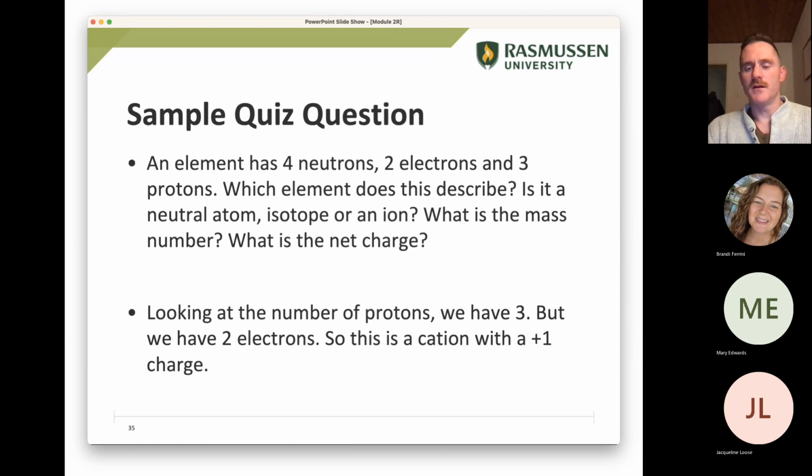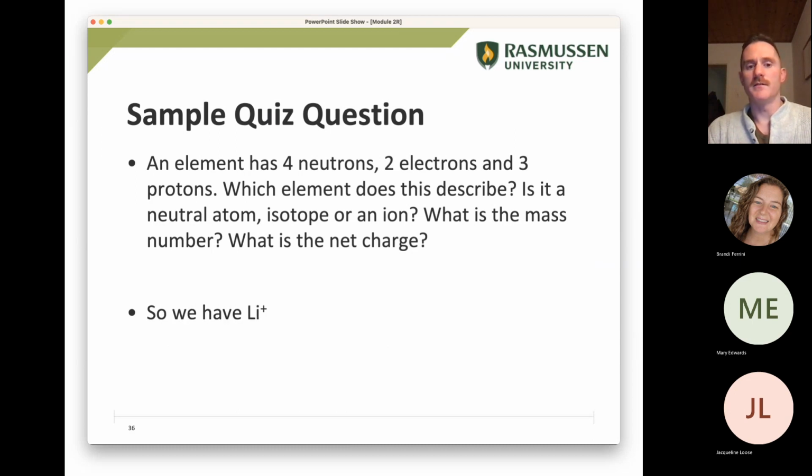So looking at the number of protons, we have 3, right? But we have 2 electrons. So what would the charge be? Well, remember, positive 3 plus 2 negatives, so minus 2, leaves us with a positive 1. So this is a cation with a positive 1 charge, right? So you have lithium plus, that's the identity of this atom. So be able to think about how this works right here.